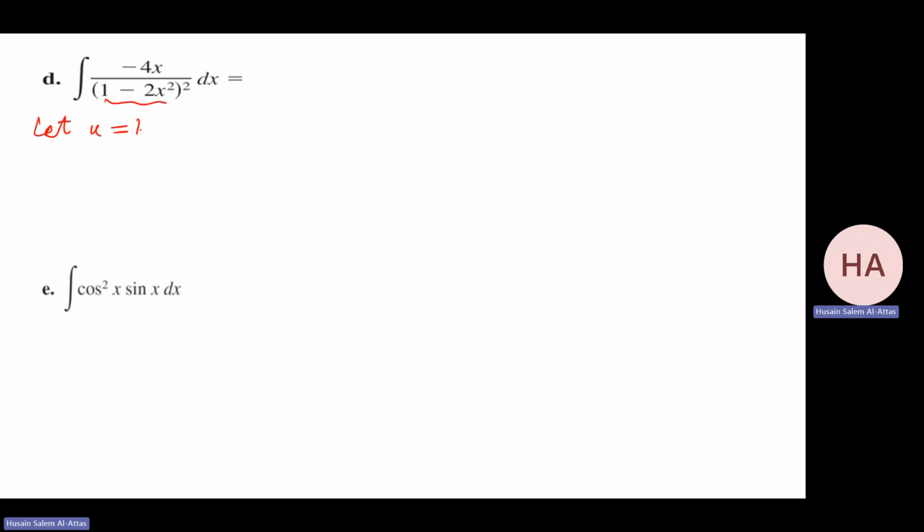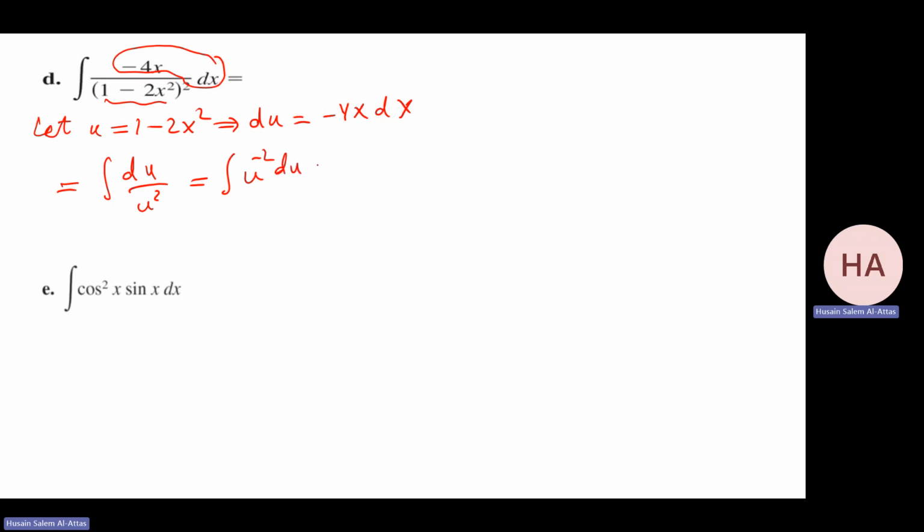I let u be this one, 1 minus 2x squared. What will be du? It will be minus 4x dx. So this is my du. So now I change everything. This will be du over u squared, which I can write as u to the minus 2 du. Now, integration, I add 1. That will be minus u to the minus 1 plus c. In other words, that will be minus 1 over u. What is u? u is 1 minus 2x squared, plus c. Same thing here.